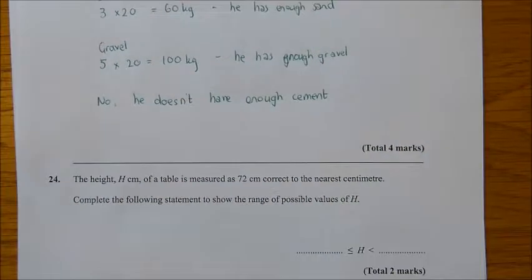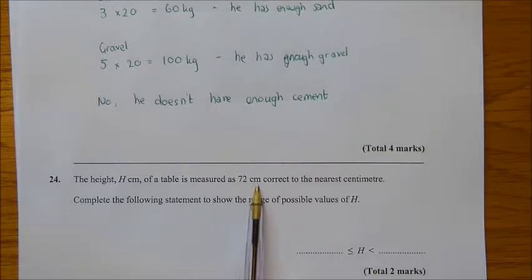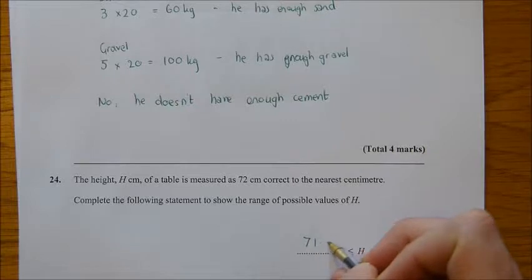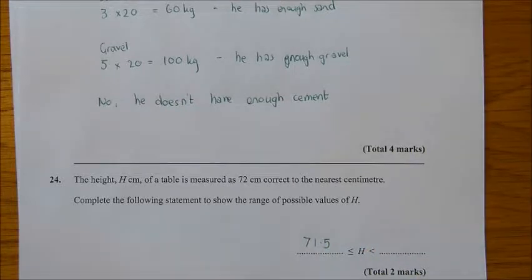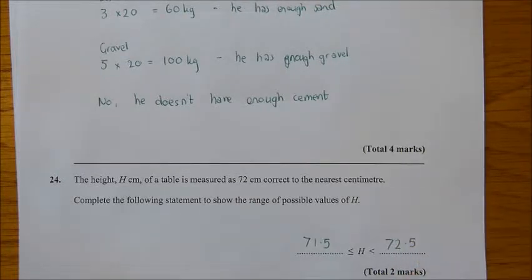Okay, question 24. The height h of a table is measured 72 centimetres correct to the nearest centimetre. So all we're going to do is show what the biggest and smallest that could have been before it was rounded. So the smallest that could be is 71.5 centimetres. The biggest that could be is 72.5 centimetres. You get a mark for each of those numbers.